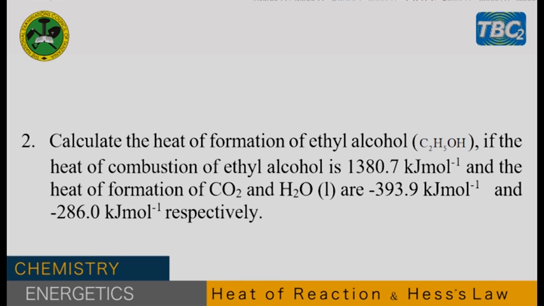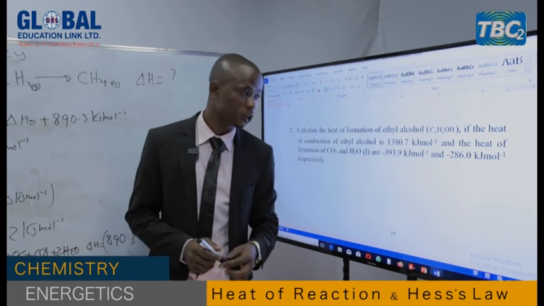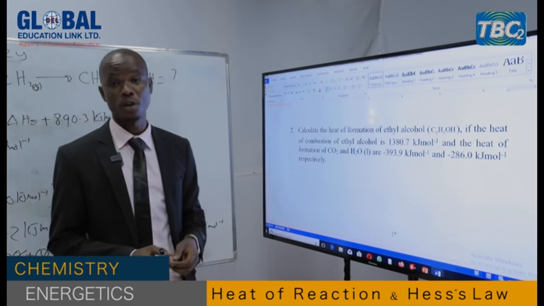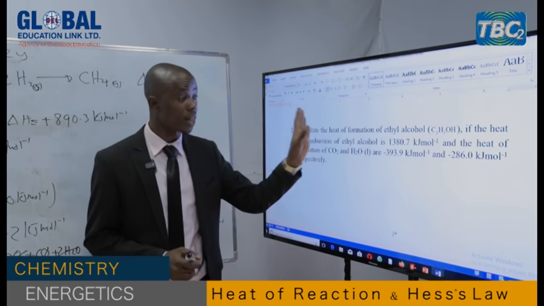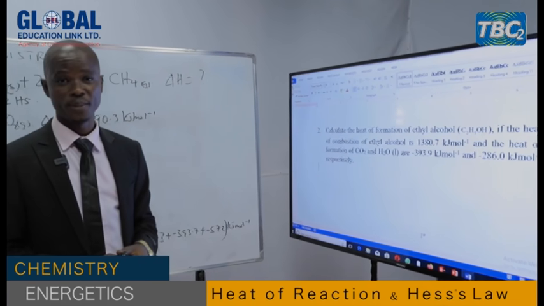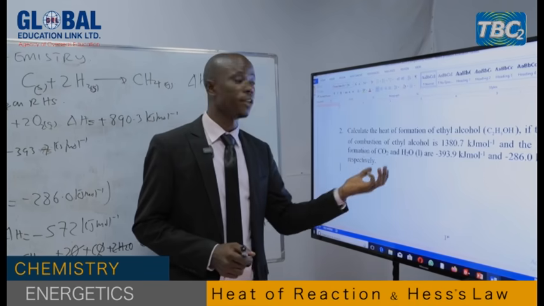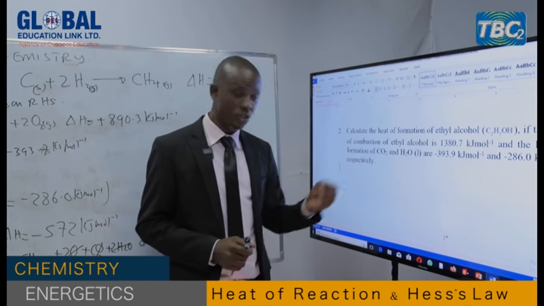If the heat of combustion of ethyl alcohol is 1,308.7 kilojoules per mole, and the heat of formation of carbon dioxide and water are given as negative 393.9 kilojoules per mole and negative 286.0 kilojoules per mole, respectively. So that is the second example. And this is the second way of asking these equations.